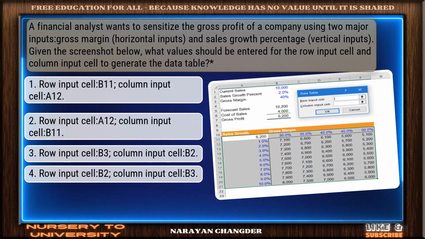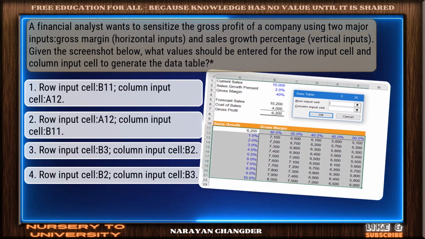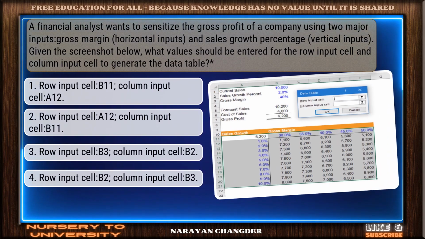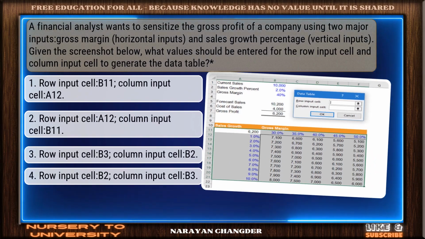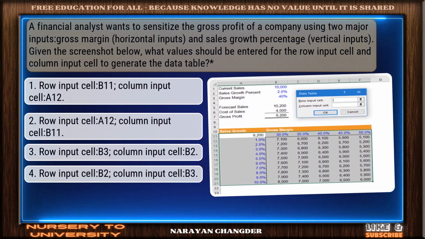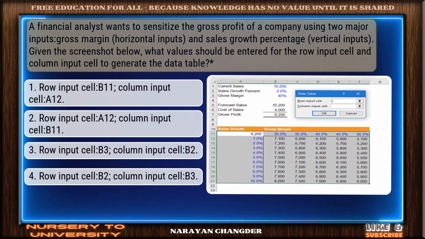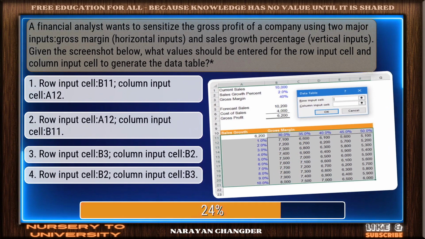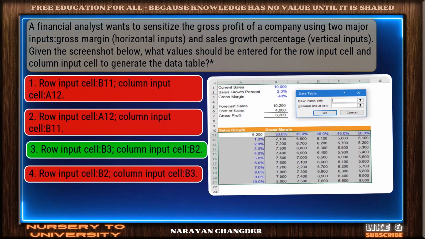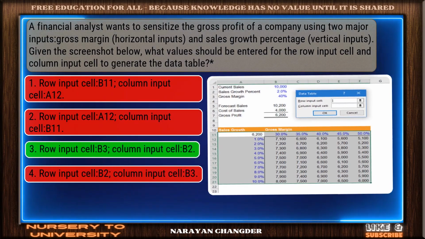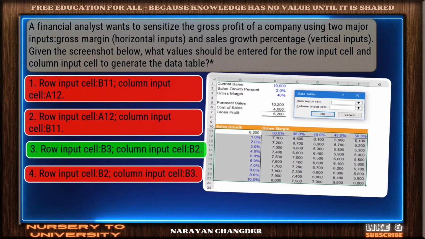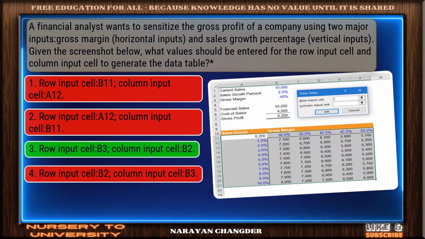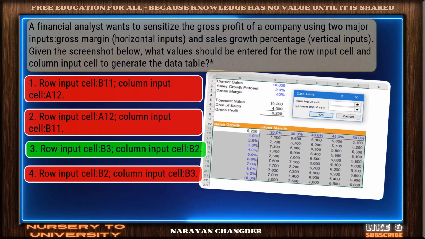A financial analyst wants to sensitize the gross profit of a company using two major inputs, gross margin and sales growth percentage. Given the screenshot below, what values should be entered for the row input cell and column input cell to generate the data table? Good thinking. Row input cell B3, column input cell B2 is the right answer.